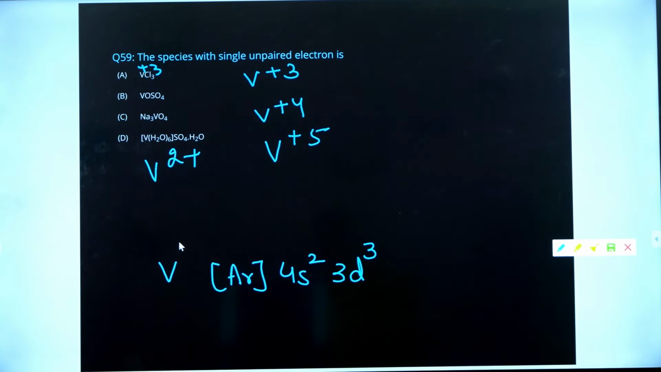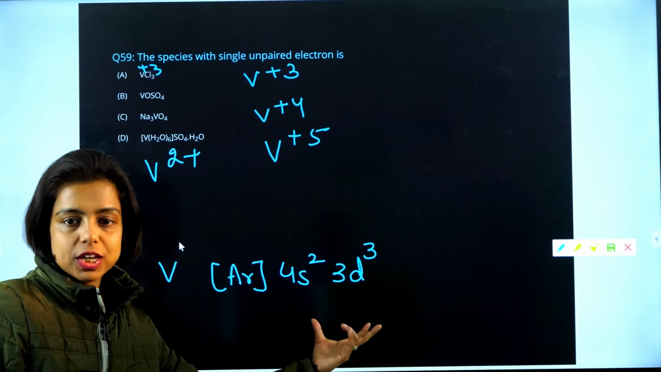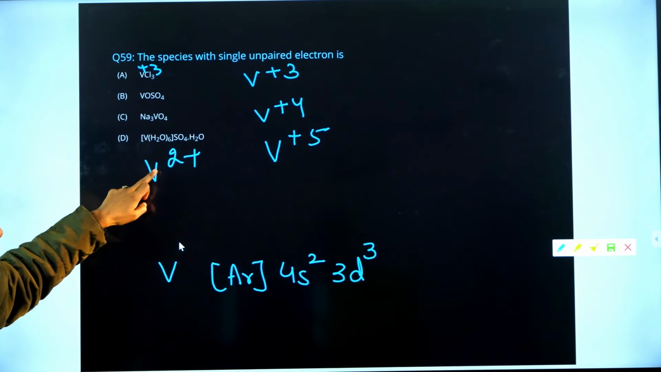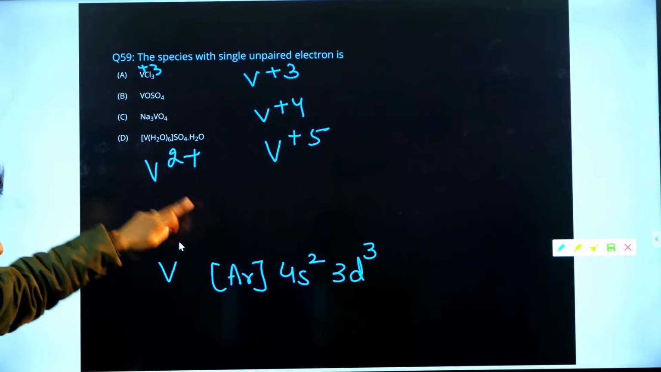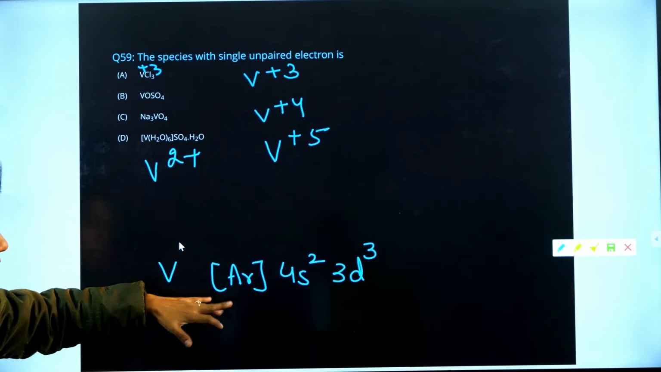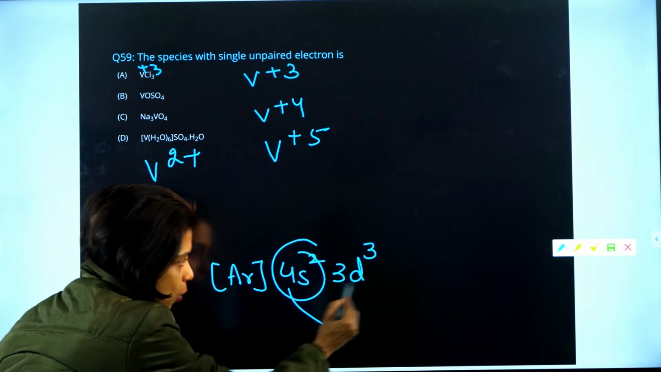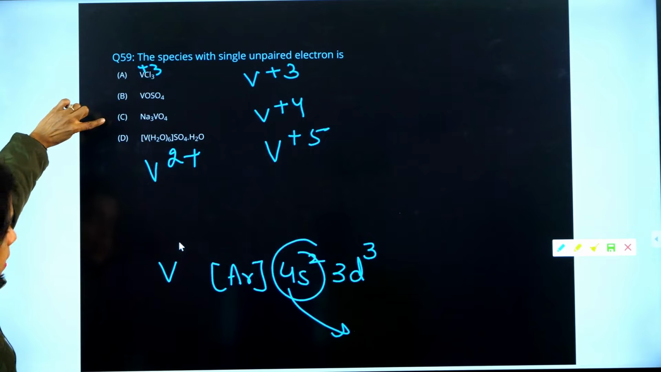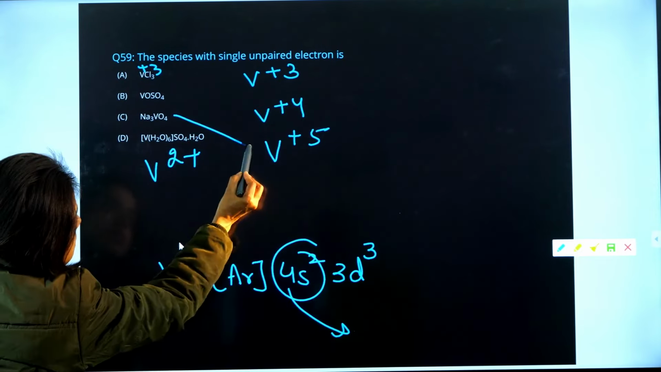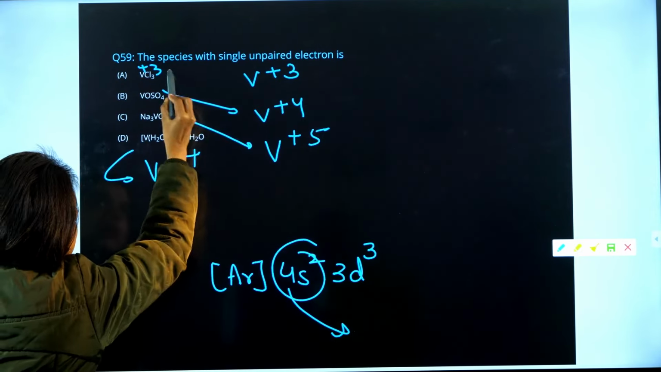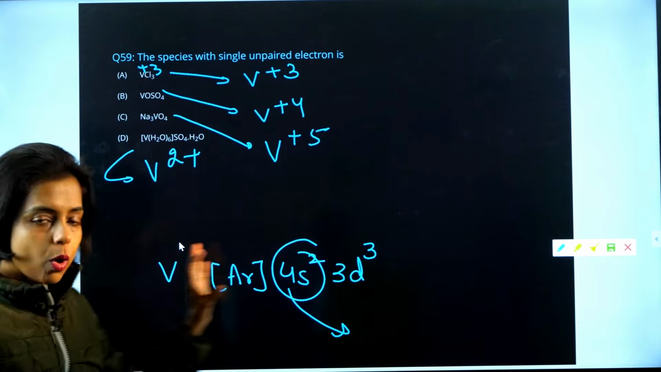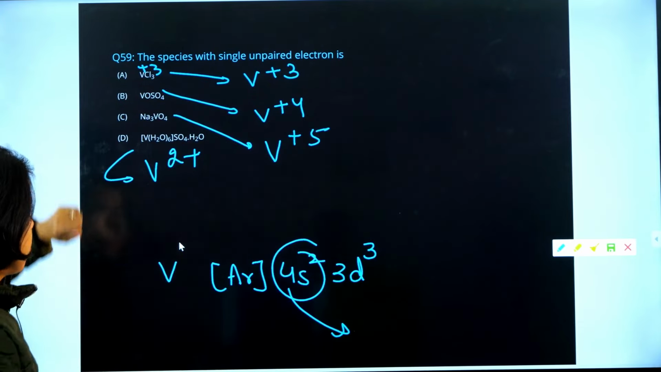So which one will have a single unpaired electron? Total 5 electrons are there which can be lost. In option D, vanadium is in +2 oxidation state, so the 4s electrons will be out. You have 3 unpaired electrons. In this C part, the vanadium is in +5 oxidation state, right? All the electrons are lost, zero electrons left behind.